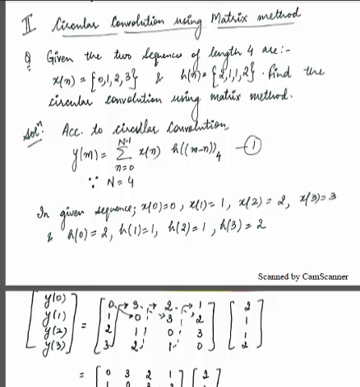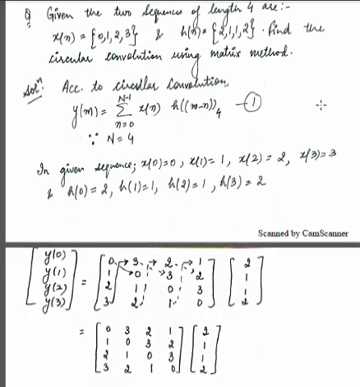Now in the matrix method, we have to write down the sequence y of m in matrix form. Also write down the sequences x of n and h of n in matrix form. So y of m, the range of m is 0 to 3 because it's a 4-point DFT. So we have to find four values, that is y of 0, y of 1, y of 2, y of 3. So that is 4 rows, 1 column. So this is a 4 cross 1 matrix.